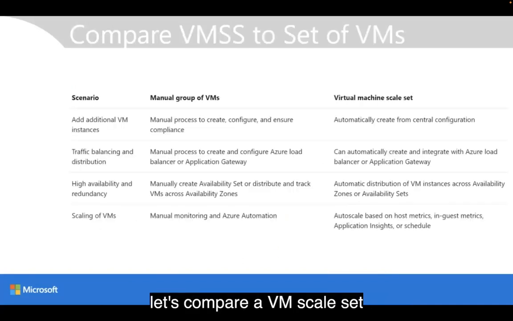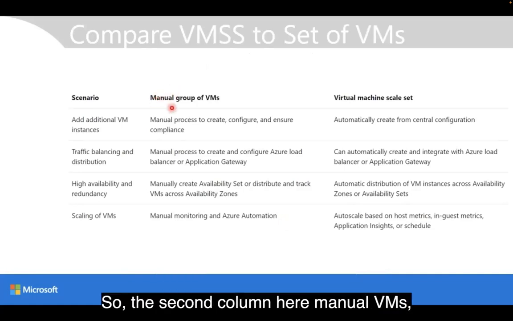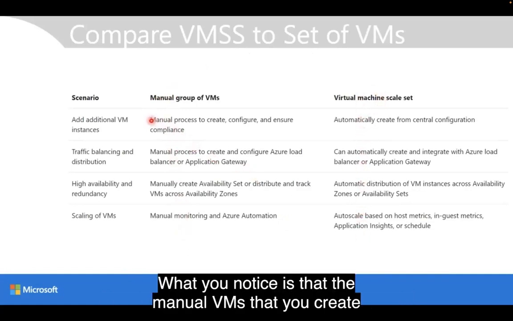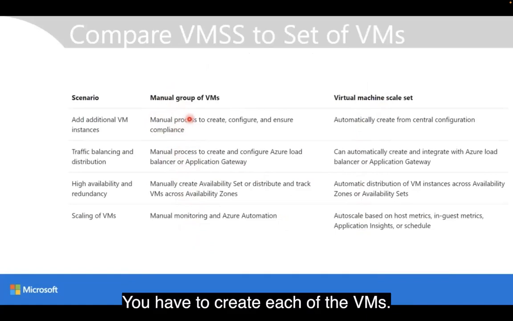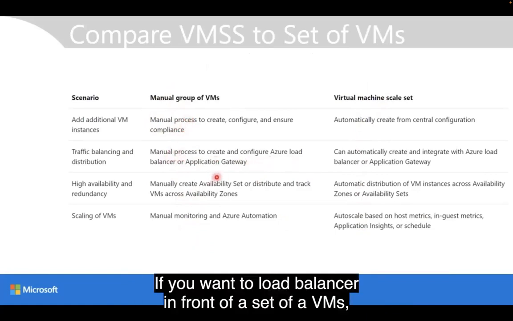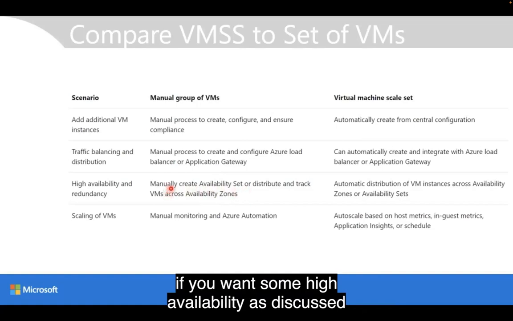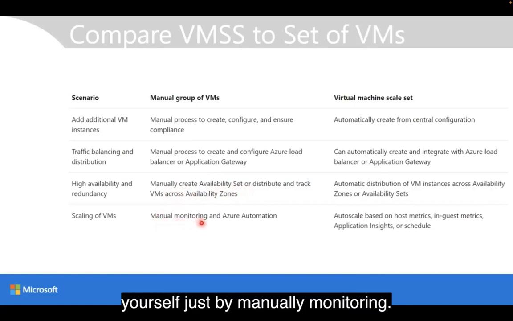To finish this topic, let's compare a VM scale set to just a regular set of VMs you might deploy in Azure. So the second column here, manual VMs. The third column, virtual machine scale set. What you notice is that the manual VMs that you create also have manual configuration for various scenarios. You have to create each of the VMs. If you want a load balancer in front of a set of VMs, then you have to create that. You have to create an availability set if you want some high availability, as discussed in another lesson. You have to scale the VMs yourself just by manually monitoring.